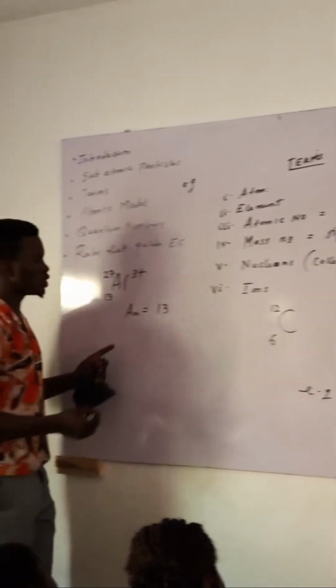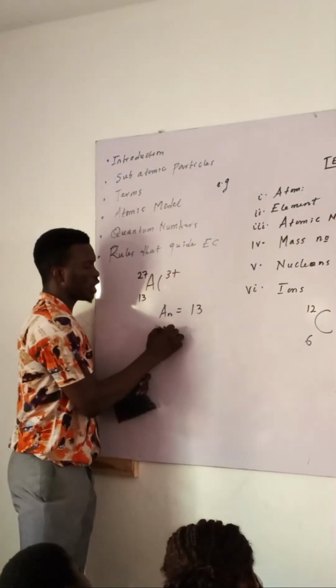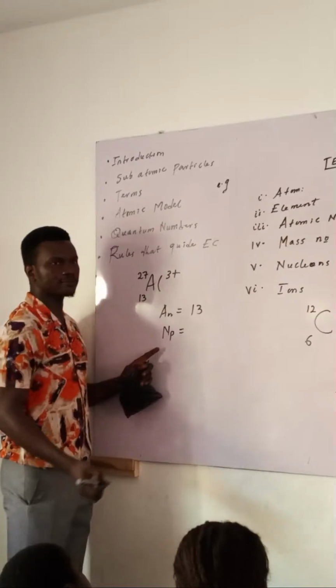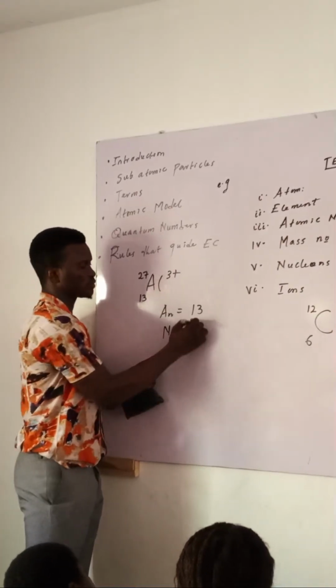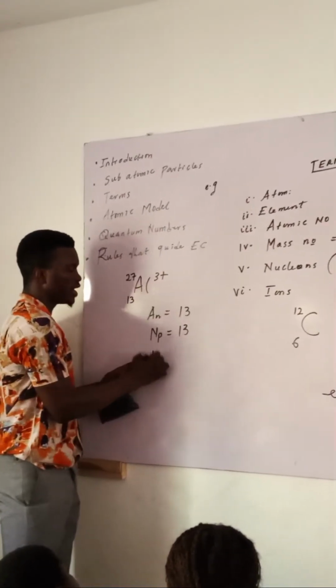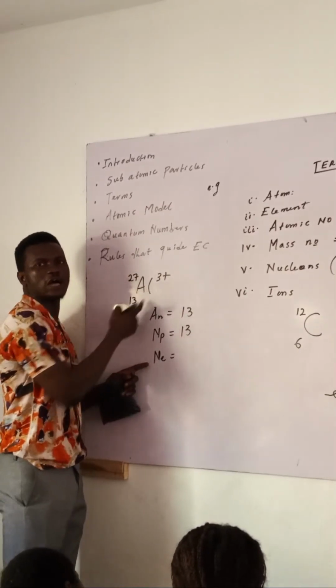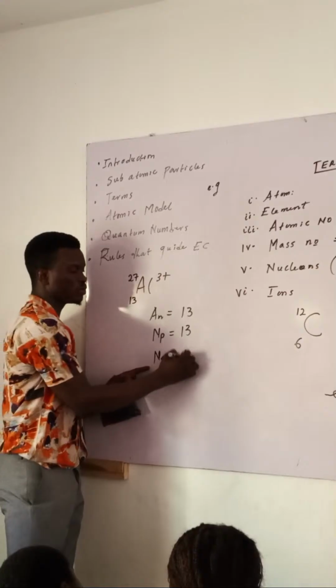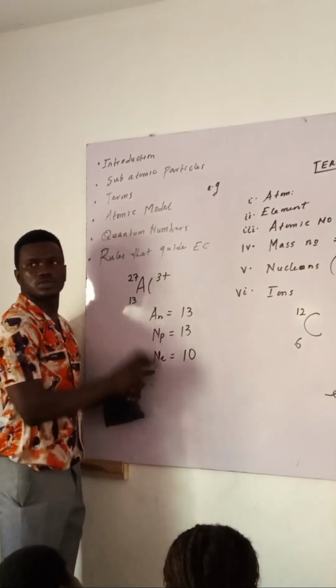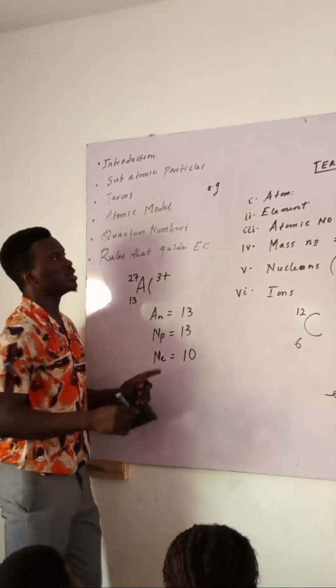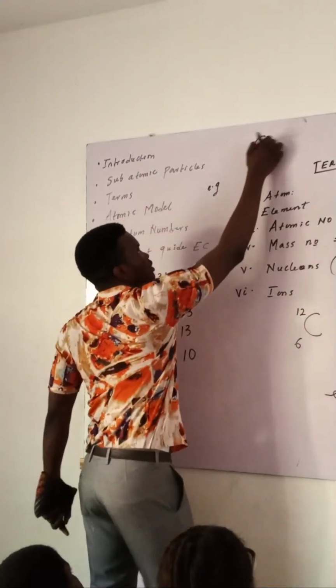I'll show you something quickly. What will be the number of protons? It does not change. But what will be the number of electrons now? 10, because it has lost 3 out of 13. So it will now be 10. Do you get this difference? Yes. Let's take another example.